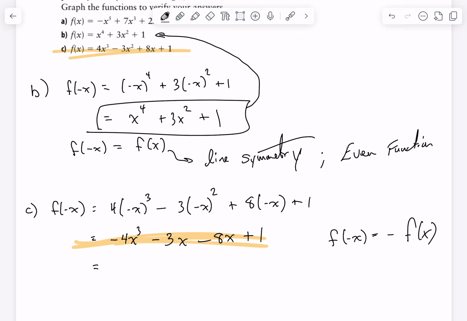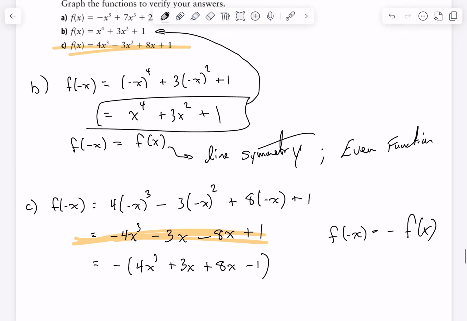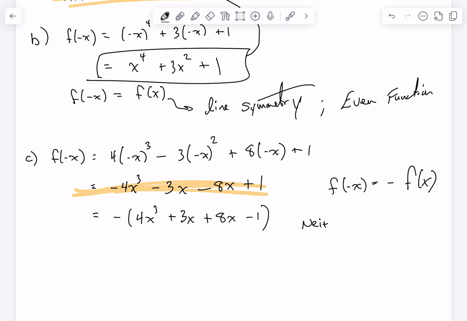Okay, well, let's test to see if I have some point symmetry. So what I'm going to do is try and factor a negative out, and I'll be left with 4x cubed plus 3x plus 8x minus 1. Close, but it is not the same as the function above, and hence we have neither point nor line symmetry. Okay, if we were to put this on the graph, you would see it's not symmetrical in any sense.